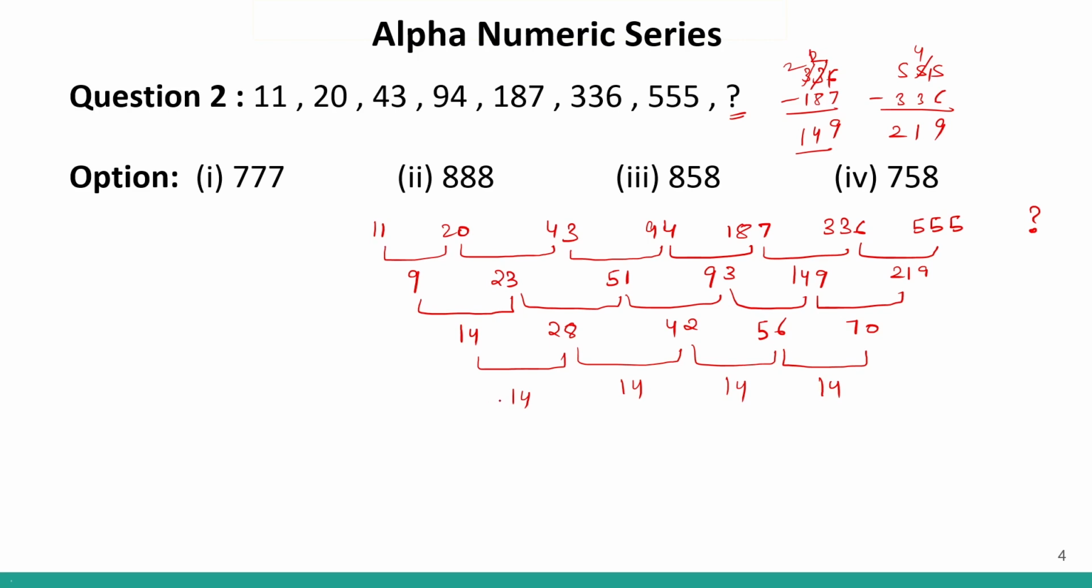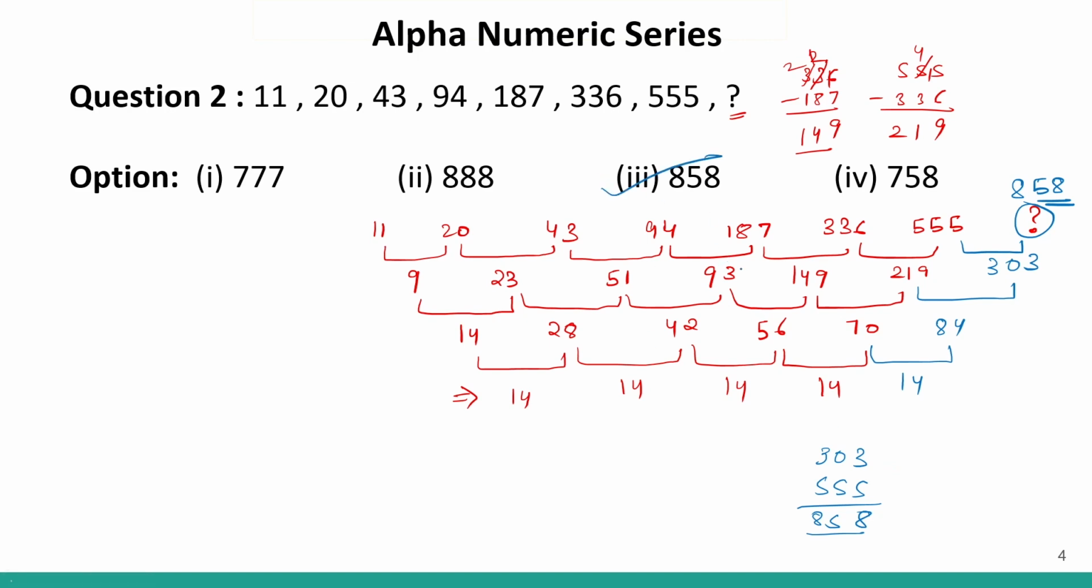Basically, we have a difference of 14 at the lowest level. So the next difference will be 14 more, so this will be 84. And if I add 84 to 219, I'll get 303. Now if I add 303 and 555, this will be 858. So this missing number is 858. This is the answer. So the answer will be option number 3, 858.